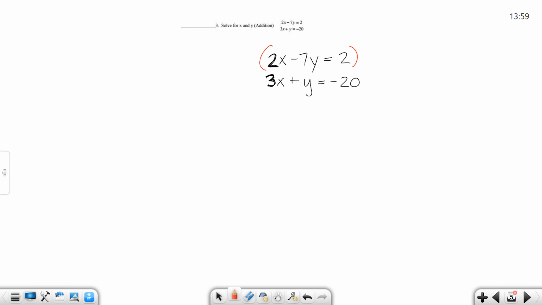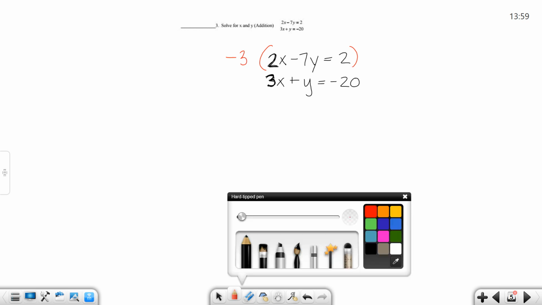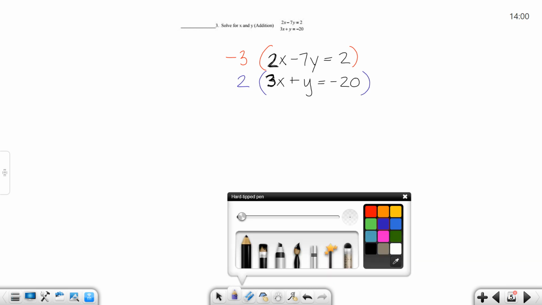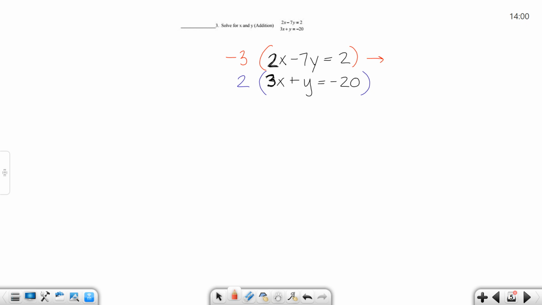I'm going to multiply this top row by negative 3. And I'm going to multiply this bottom row by positive 2. Okay, when I multiply the top row, make sure you go all the way across. So I get negative 6x plus 21y equals negative 6. Make sure you go all the way across, even on the constant part. Then I'm going to multiply my second row by 2 so that I get 6x plus 2y equals negative 40.